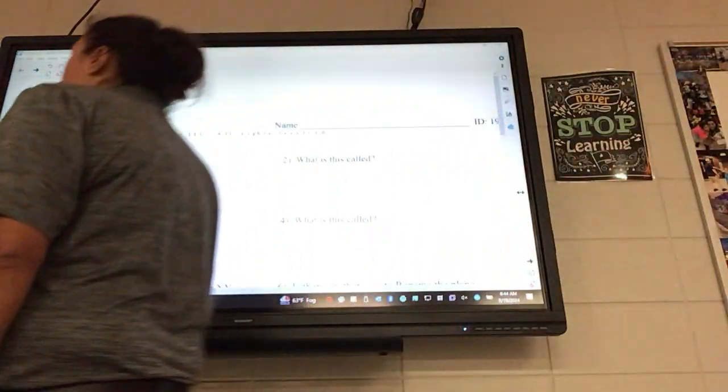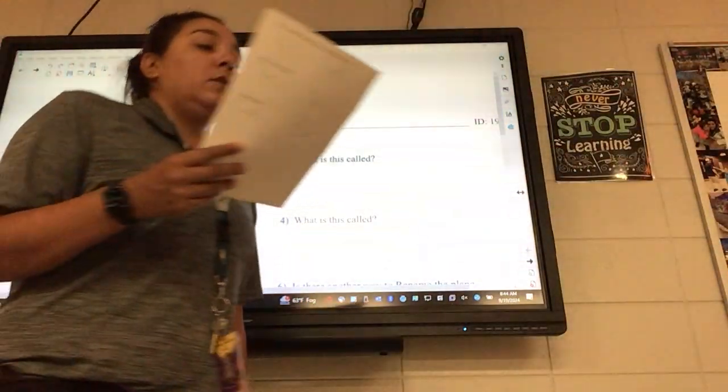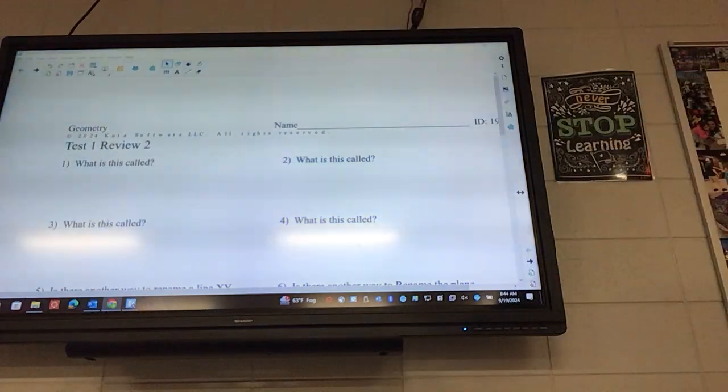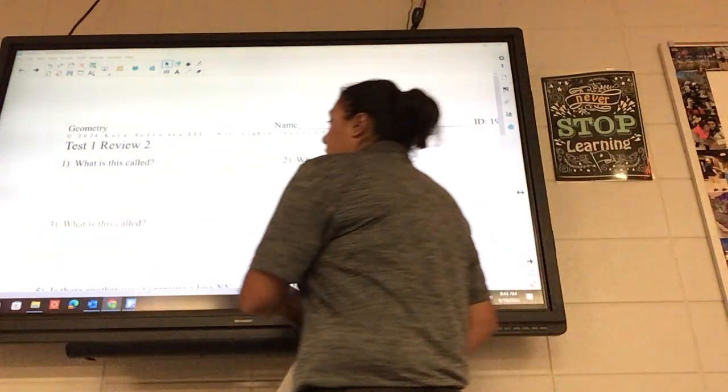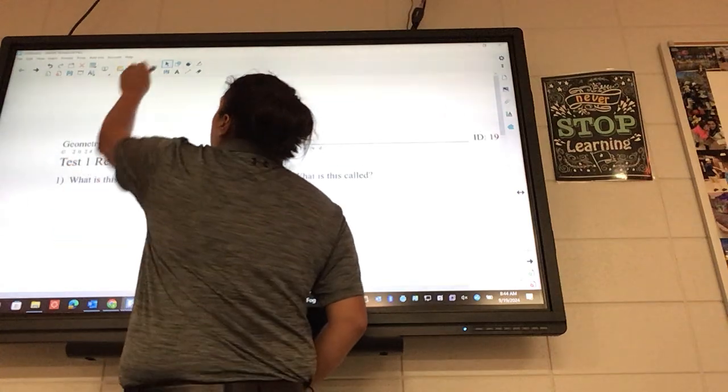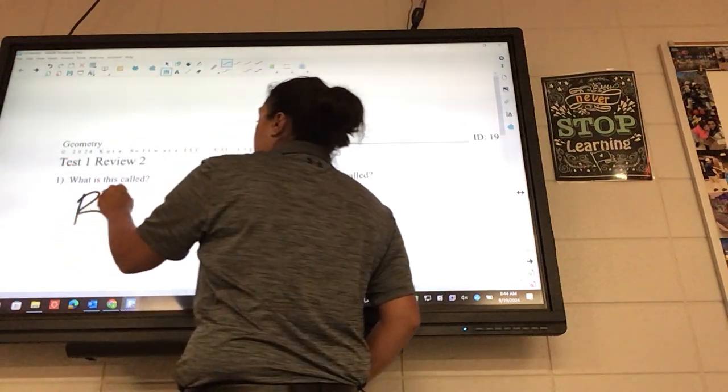Okay, if we look at number 1, what is that called? So one side has an arrow, the other does not. It's a ray. Good job. Okay, that's a ray. There's a double there. Yeah.